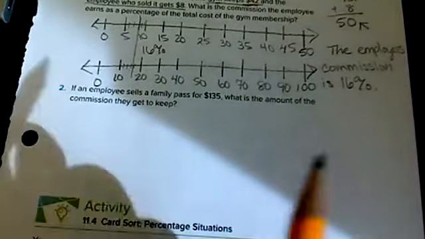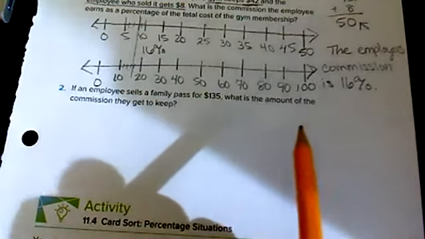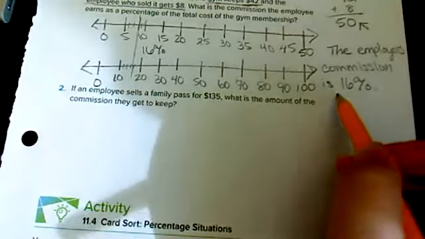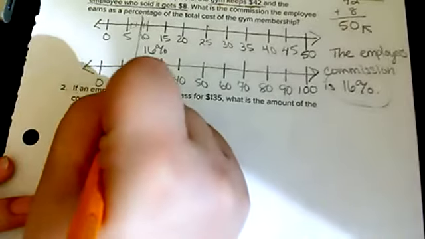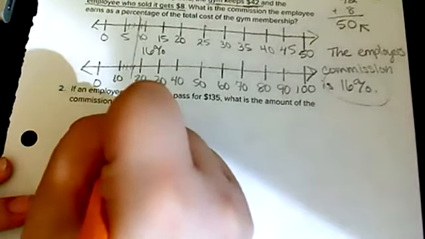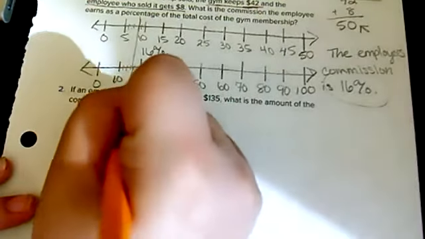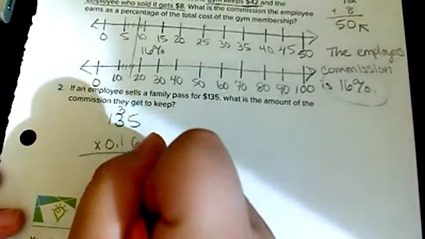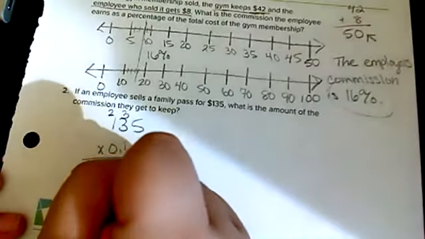All right. So then if an employee sells a family pass for $135, what is the amount of commission they will get to keep? Well, we know our percentage from up here. They get 16%. So we can just multiply 135 by the 16%. So 135 times our 16%. 6 times 5 is 30. Carry the 3. 6 times 3 is 18 plus 3 is 21, carry the 2. 6 times 1 is 6 plus 2 is 8.